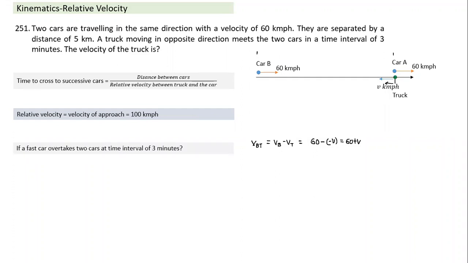It implies the truck velocity is 40 kilometers per hour. Okay. So a similar question you can try and solve the other way around also. What is the other variation of the question? I will not do this question right now, but all of you can try that question.